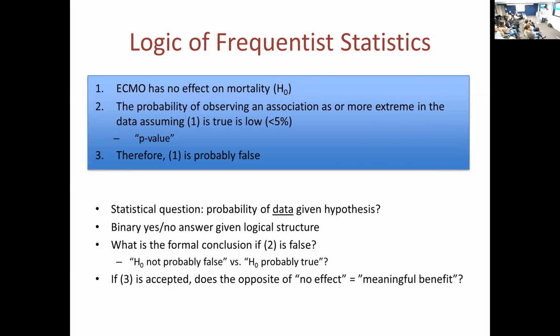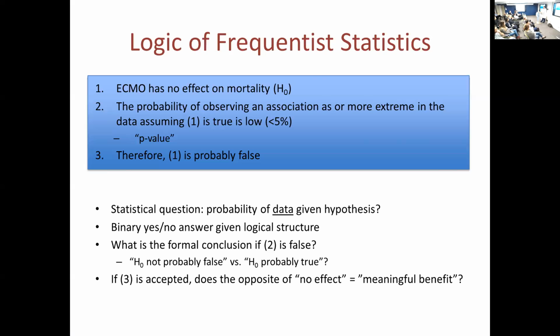And by convention, most of the time people take the cutoff for significance to be around 5%. And so if the p-value is low enough, then you can conclude that you have sufficient evidence to reject premise one, and therefore that entails that ECMO probably has some effect on mortality. That would be the alternative hypothesis. And so the statistical question under a frequentist framework is really, what's the probability of the data given the hypothesis? And that's, of course, the reverse of what we really are interested in, which is what's the probability of the hypothesis given the data. This logical structure necessarily builds in a kind of dichotomous yes or no answer. It's not necessarily amenable to a more continuous probabilistic assessment.